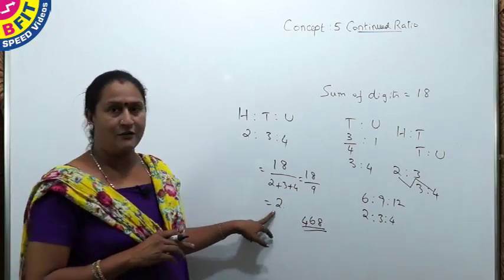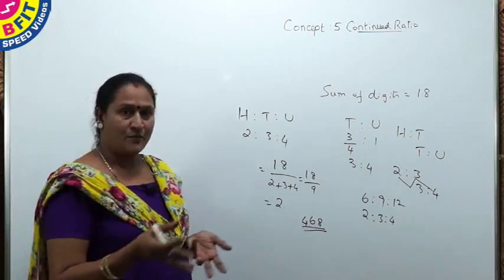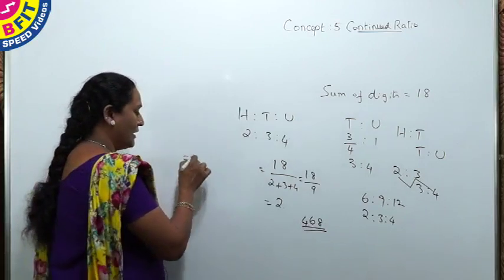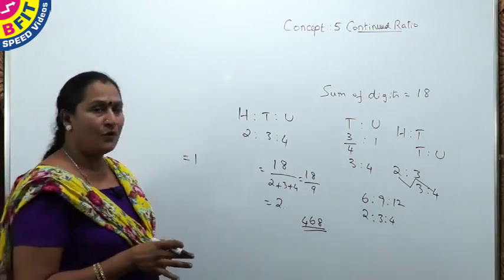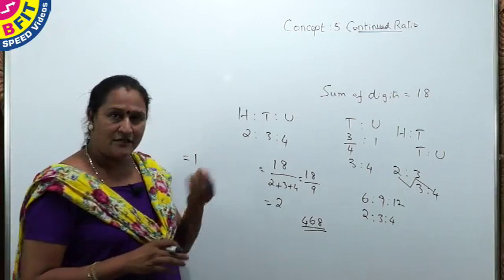So we have got the value of one part as 2. Suppose in working, you get the value of one part as 1. Then what will be the number? So the ratio itself will be the number.